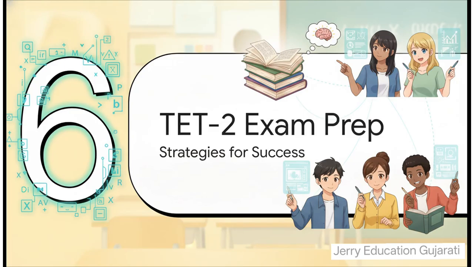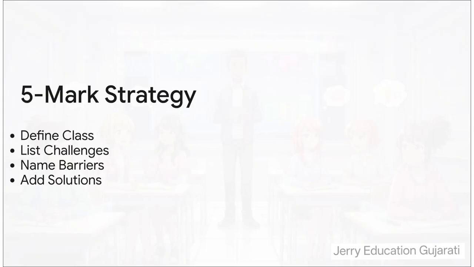Section 6. TET 2 Exam Preparation. So, how do we turn all this theory into actual marks on your exam? If you get that classic 5-mark subjective question about language challenges, use this exact cheat sheet. First, define the diverse classroom. Second, list out those 7 challenges we talked about. Third, highlight the 5 barriers. And finally, bring it all home by concluding with your child-centered and multilingual solutions. Stick to this structure and you are golden.